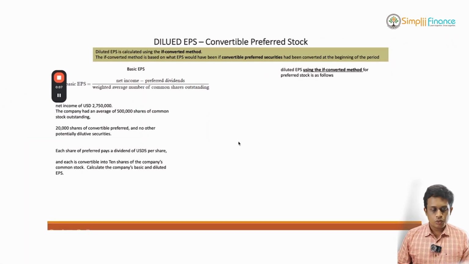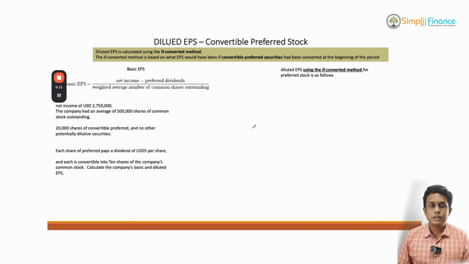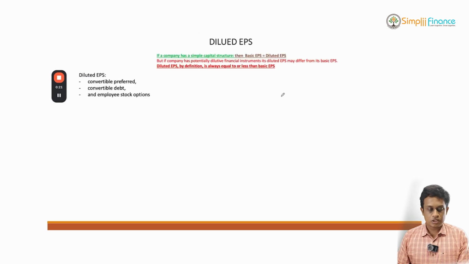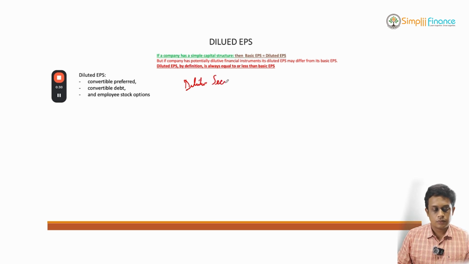Now we move on to diluted EPS. So we are done with basic EPS. Now we are on to diluted EPS. So these are companies with complex capital structure. Companies with complex capital structure simply means those which have some dilutive securities in their capital structure.